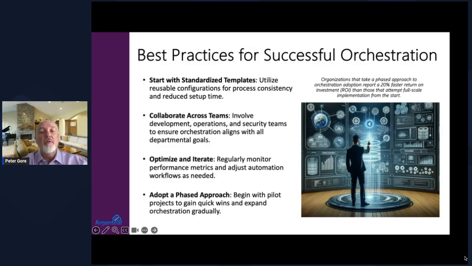Okay, so what are some of the best practices here? Standardized templates, right? We've hit on this, or I've hit on this several times already. The usual things, right? Consistency will help reduce setup time across the environment. Again, with standardization, right? Across team verticals. So involve your security team, involve your development teams, involve your operations team.